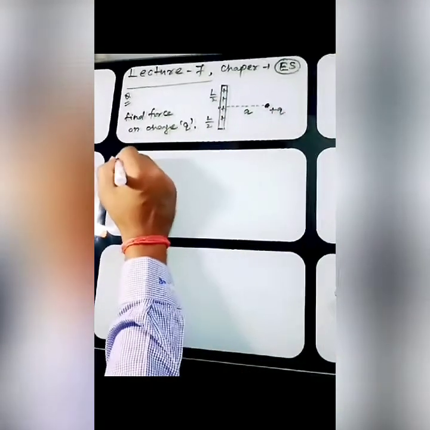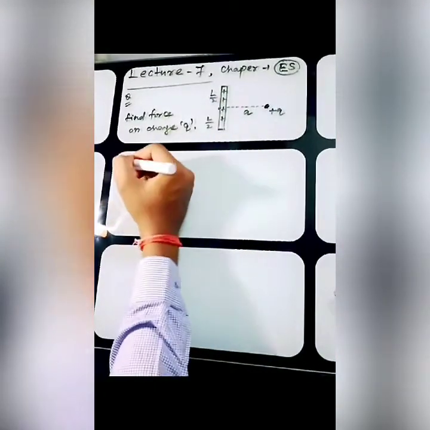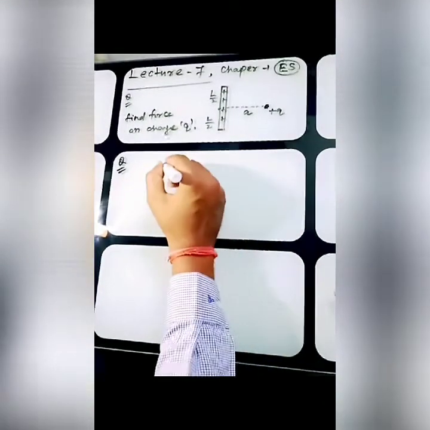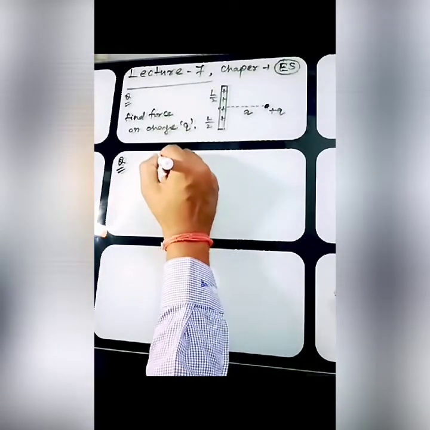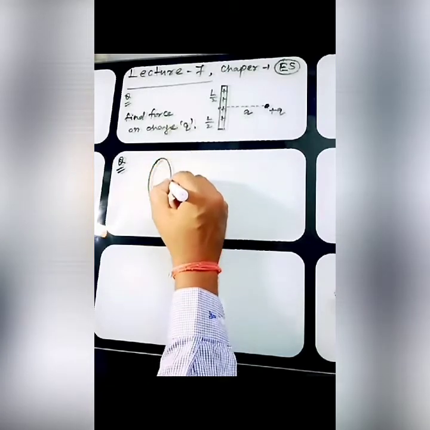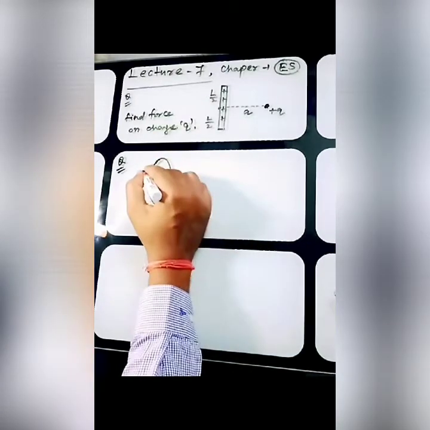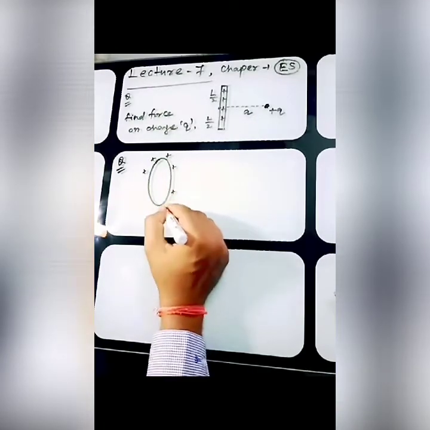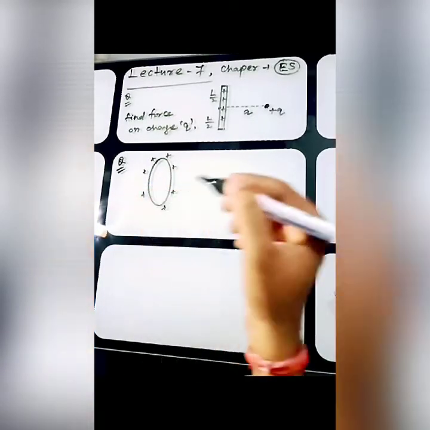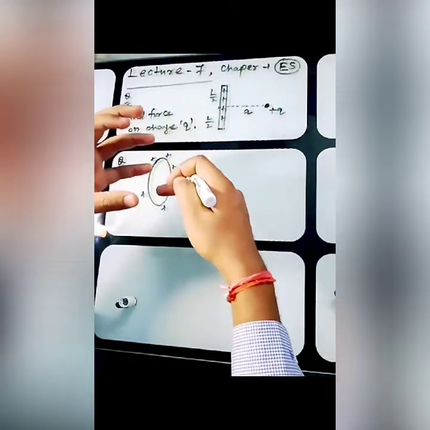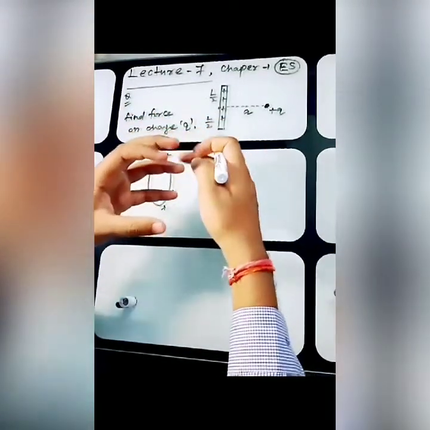Another question in competition you will be asked, students, like this one. Suppose you have a charged ring. This is the ring, okay, and positive charge is uniformly distributed over the ring.